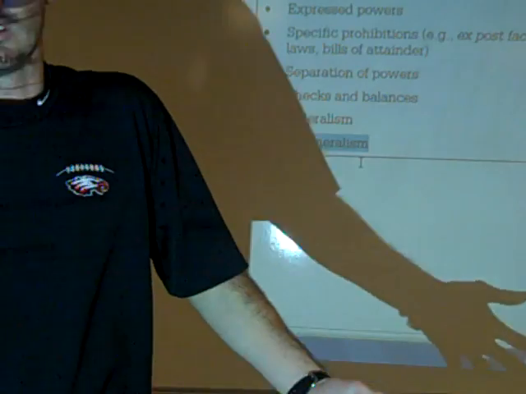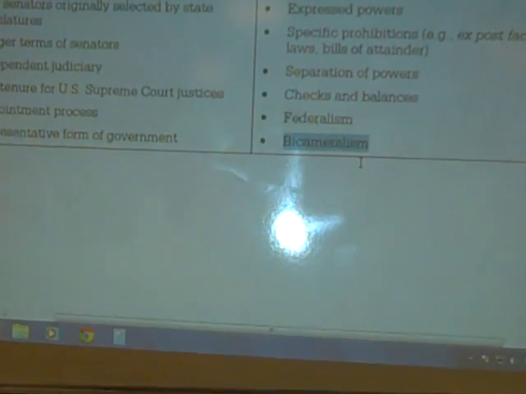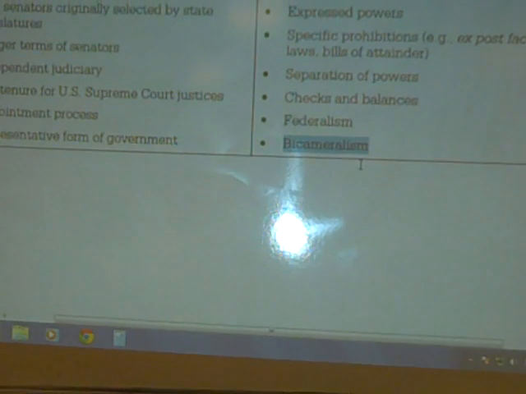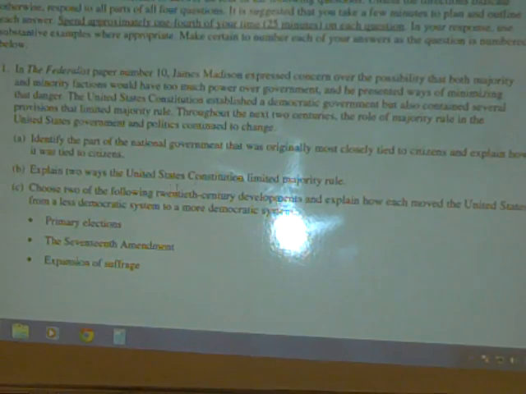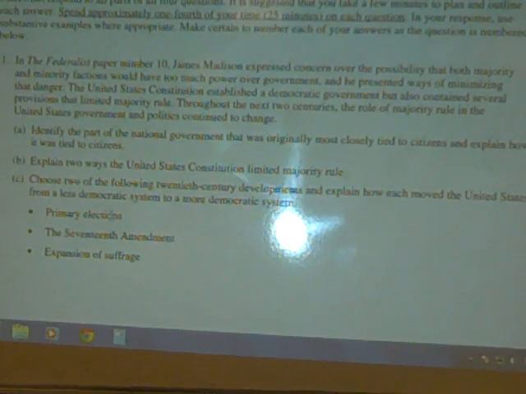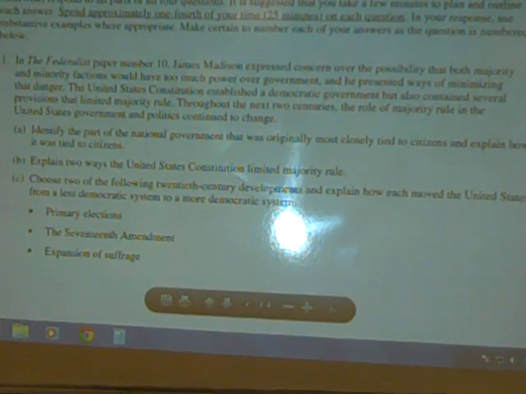I wouldn't have put very many of these. I might have put Bill of Rights, but I wouldn't have put those because I wouldn't have thought of them as indirect. I would want direct things that are shielded from the majority, like the judiciary. Bumping back to the question. Choose two. So you get to pick two. So let's see.